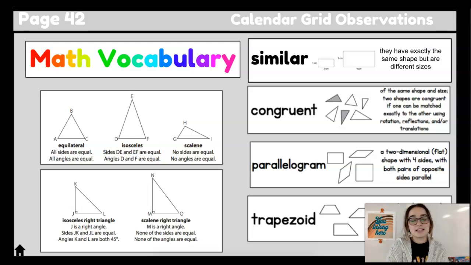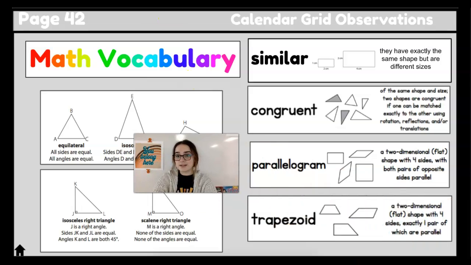Now, when we have an isosceles right triangle, it has one right angle, two sides that are equal, and only two angles that are equal. A scalene right triangle also has that one right angle, the perfect 90-degree angle, but none of the sides are equal and none of the angles are equal to each other. When two shapes are similar, they have exactly the same shape but different sizes. When two shapes are congruent, they have the same shape and the same size.